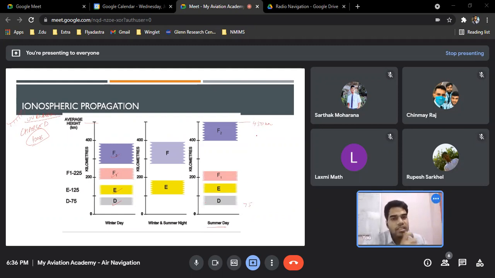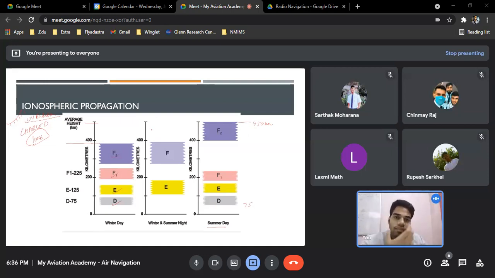So my range in the summers increases, because the atmosphere is already heated up, and with UV radiation the ionospheric range has increased. Whereas if you see in a winter day, the range reduces, or the layer width will reduce. What are F1 and F2? As I told you, this changes with the seasons. It also changes with day or night. In the daytime, you know the sun is shining.